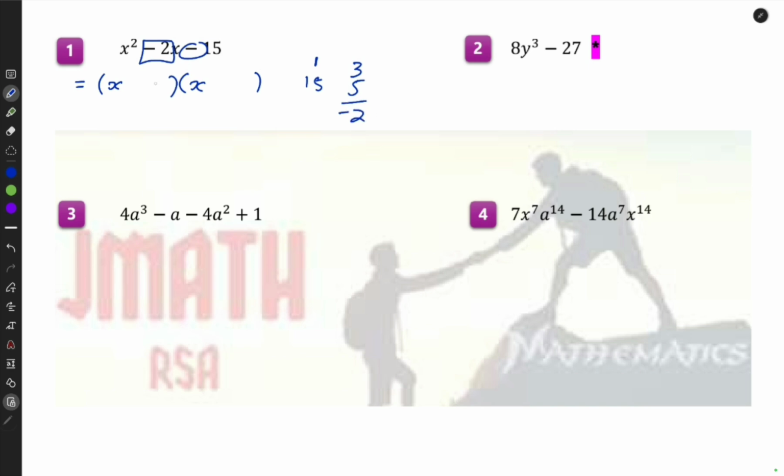Biggest one goes in the first bracket, other one goes in the second bracket, and then the first sign goes to the first bracket, and the minus at the end tells me the signs are different. That is my final answer.